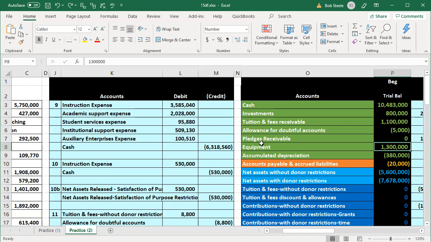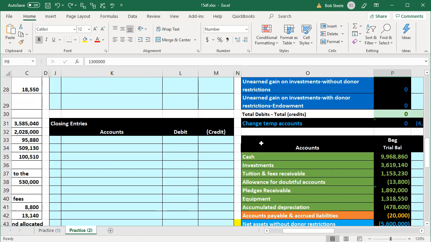This time we're going to be doing the closing entries. The closing entries will be down below. We're going to be posting these starting in cell J33.